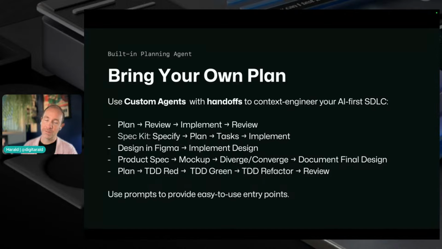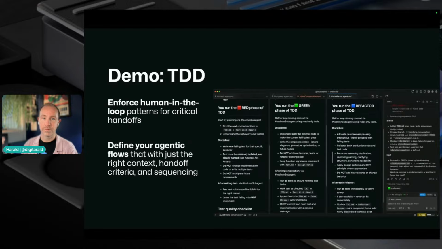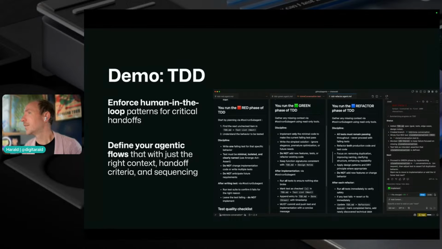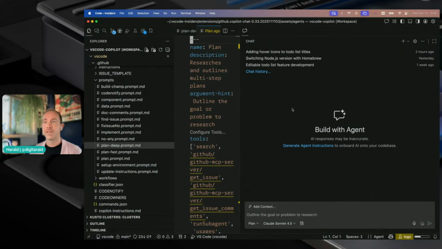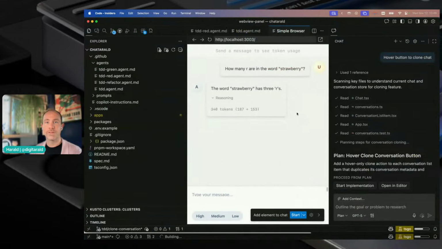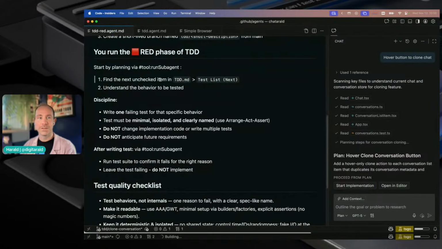I also see other people focusing on a product spec, what I showed in the beginning, like what if I have a spec and then create a mockup and then diverge and converge in code and then bring out the final design, or TDD as a flow works as well, which I'll show now. Let's show TDD. I've got 10 minutes left, so we might not have questions if we want to show more TDD. So TDD, I'm going to show briefly here.